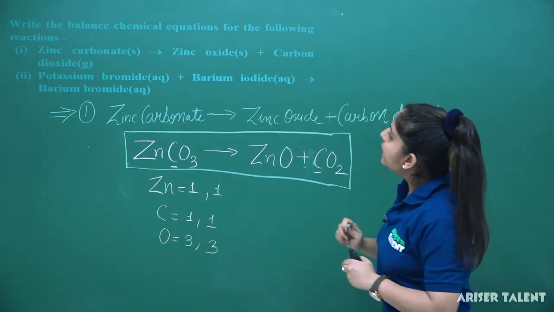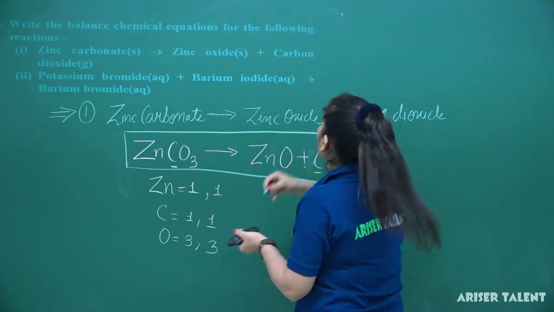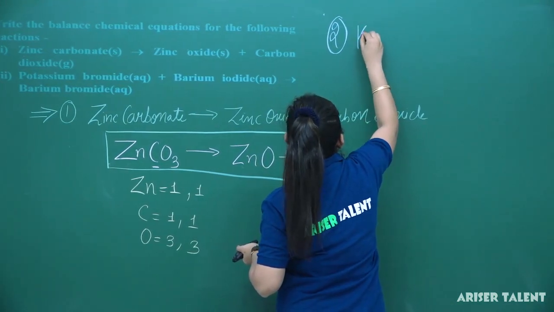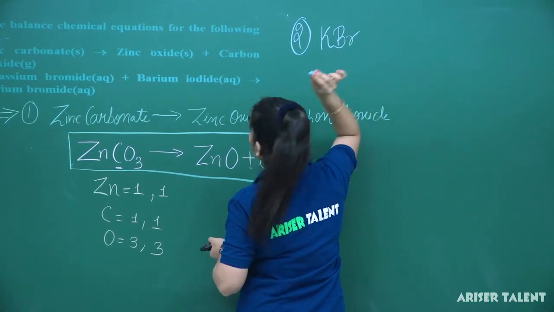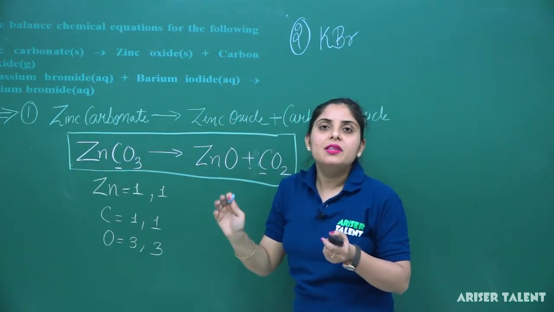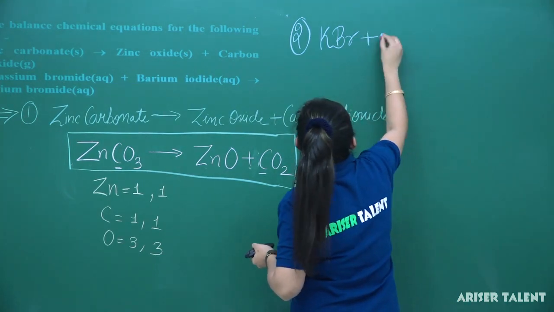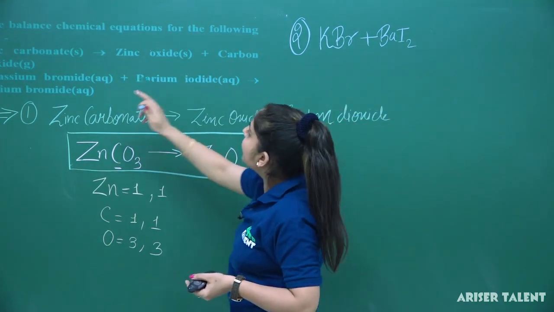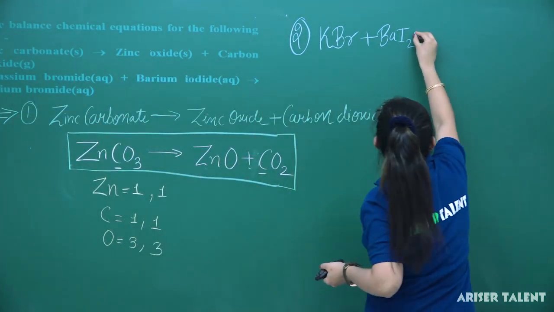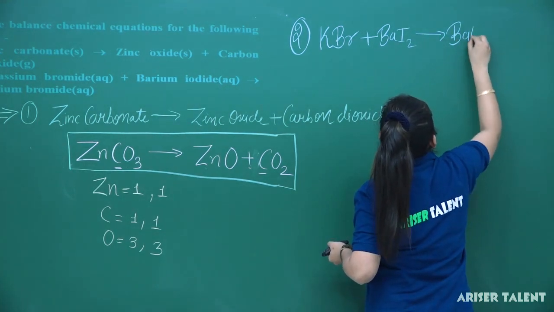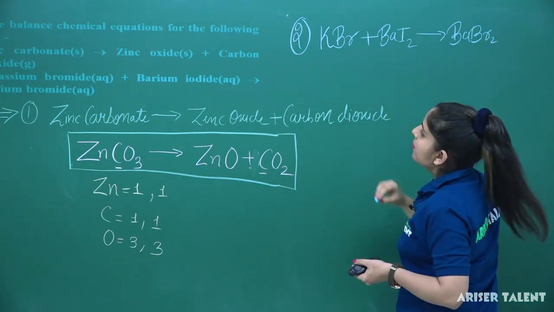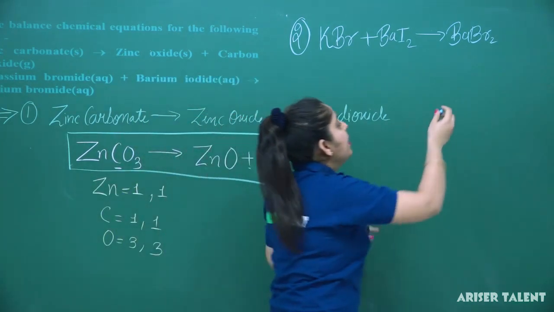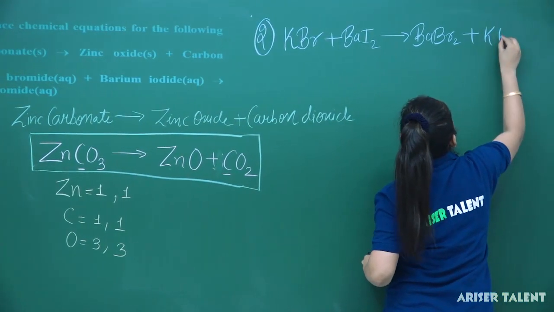Now we are on our second question, potassium bromide. The formula for potassium bromide is K for potassium and Br for bromide. Now we are reacting it with barium iodide, that is BaI2. The product we are getting is barium bromide. Barium reacts with bromide and we also get KI in the reaction, that is potassium iodide.